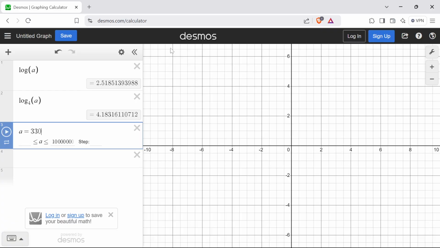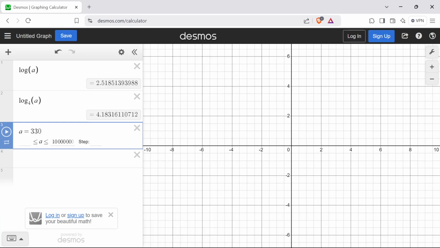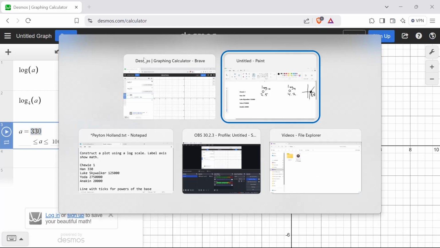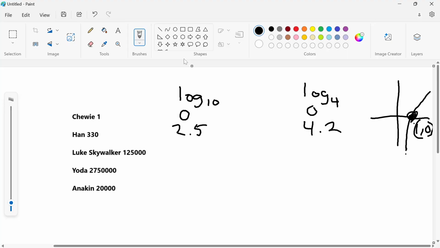It's about 2.5 for base 10. It's about 4.2 for base 4. So log base 4 of 330 is about 4.2. The log base 10 of 330 is about 2.5. I don't have to get too accurate because I can't be that accurate in my drawing. This is 125,000 for Luke. And that's 5.1 and 8.5. So the log base 10 of 125,000 is 5.1. This is about 8.5, the log base 4.